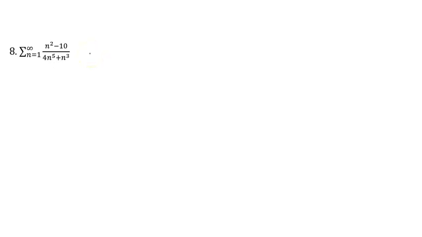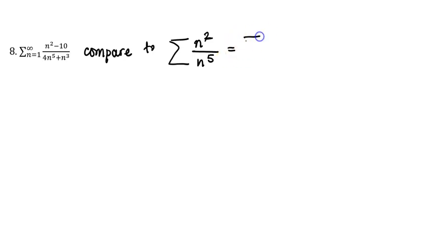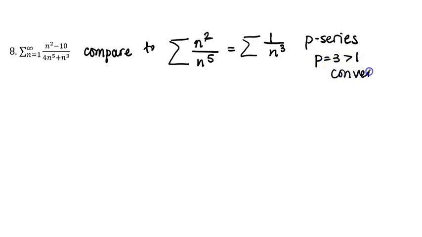In example 8, I want to start off and choose a good comparable series. I'm going to, at the minimum, match the degree in the numerator and match the degree in the denominator when choosing my comparable series, which does simplify down to 1 over n cubed, which is a p series where p is equal to 3. That is greater than 1, and so we do know that this series converges.